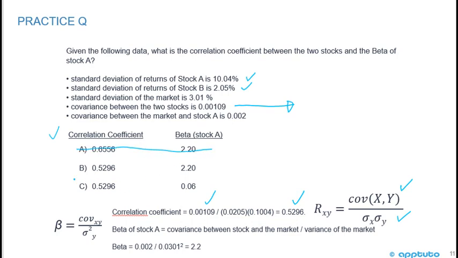So we do have to do the next calculation. We need to then calculate the beta of stock A. So to calculate the beta of stock A, it's the covariance between stock A and the market, which we have here is 0.002. So we have the numerator, but the denominator is the variance of the market. Remember the variance of the market, and they've given us the standard deviation of the market. So recall, standard deviation equals the square root of the variance. Likewise, when they give you the standard deviation, you need to square it. So we need to take that 0.0301 and square it. So 0.002 divided by 0.0301 squared is going to give us 2.2. So we know C is now wrong, B is the correct answer, and that is the last slide for this LOS.